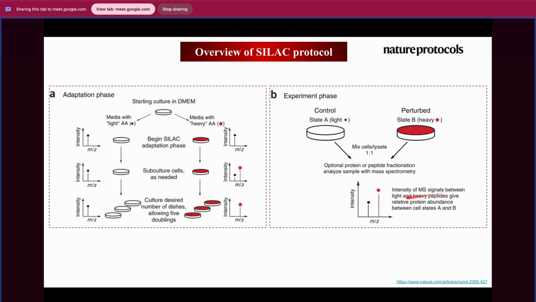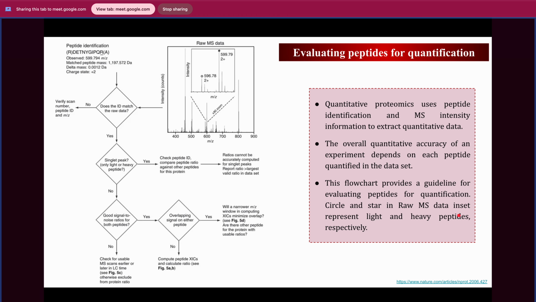The intensity of the MS signal between light and heavy peptides gives the relative protein abundance between the cell states A and B. So you will be able to distinguish between the A and B states, even though you have mixed them and done their MS analysis at the same time. That is the main advantage of SILAC.